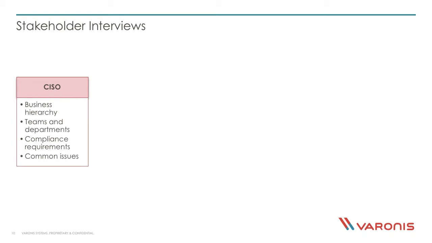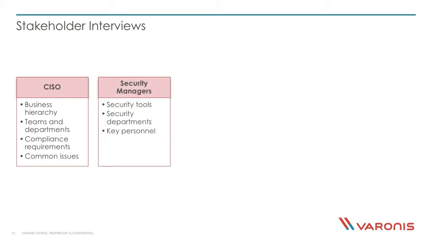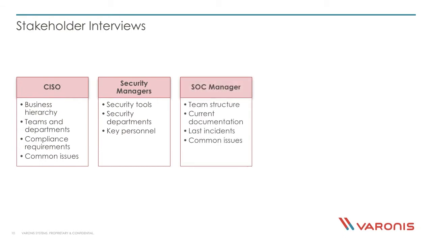The second person to interview is the security managers. They can provide you with good information about the security tools that are in place and how the security is divided. He or she can also be very valuable to identify key personnel, or in other words, people that are important for the security of the company. And the third person to interview is the SOC manager. The SOC manager can give you a good overview of the team structure as well as the current documentation. Also, you could discuss with your SOC manager the last incident and the most common issues, so you can identify areas of improvement.